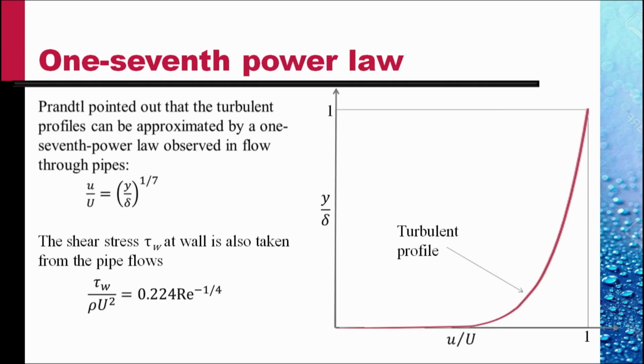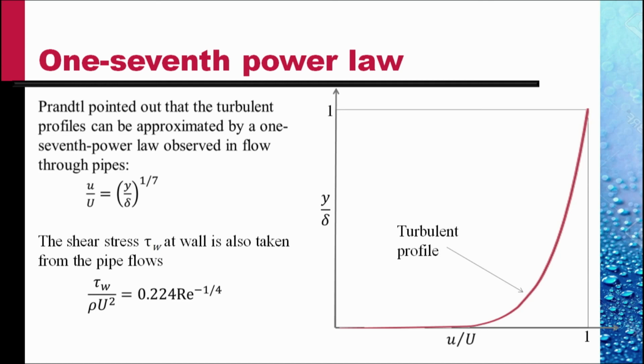Prandtl pointed out that the turbulent profile can be approximated by a 1/7 power law observed in flow through pipes. That is, u by the inviscid velocity capital U is y by delta raised to power 1/7. The red line here is what I have plotted, the 1/7 power law. This is very close to the turbulent profile. This was first experimentally obtained in flow through pipes.